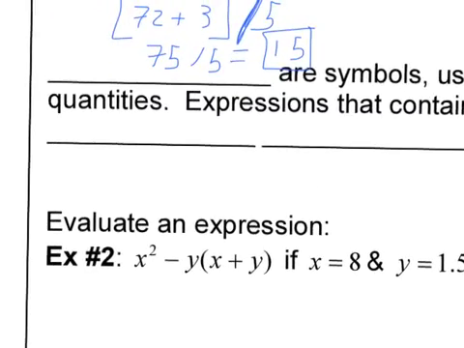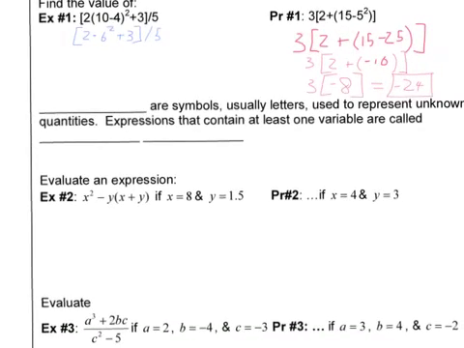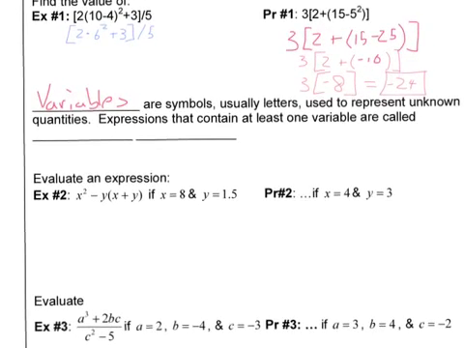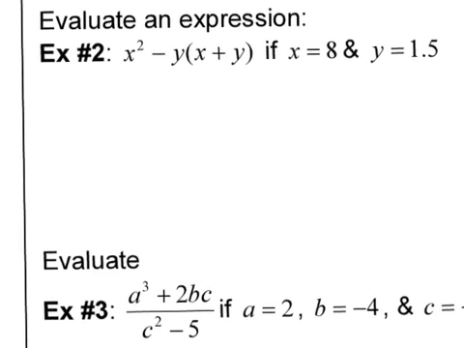Let's go right here. I'll get rid of this. Okay. So we have this little statement here, and it is that variables are symbols, usually letters, used to represent unknown quantities. Expressions that contain at least one variable are called algebraic expressions. Okay, so here we have an algebraic expression. And it says to evaluate the expression if x equals 8 and y equals 1.5.